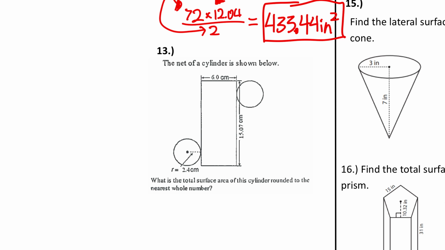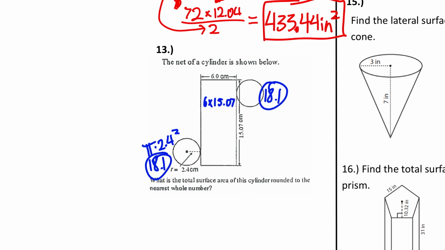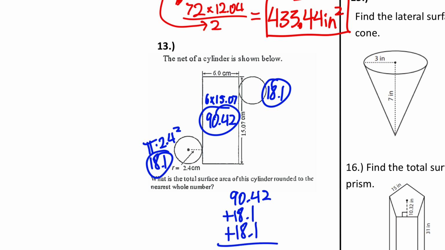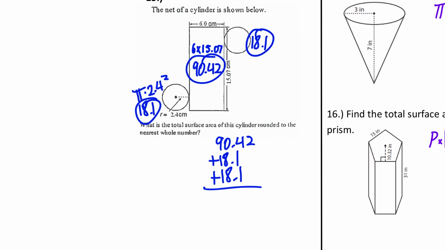Okay, so we've got to find the area of these circles. Pi times 2.4 squared, which is 18.1. And then we've got to find the area of this, 6 times 15.07, which is 90.42. And I've got to add those up. 90.42 plus 18.1 plus 18.1. That adds up to 126.62.